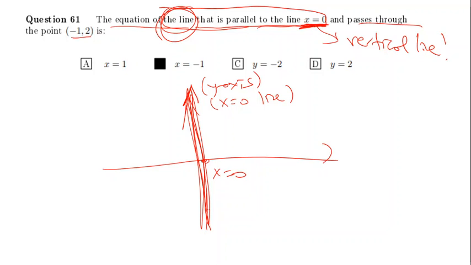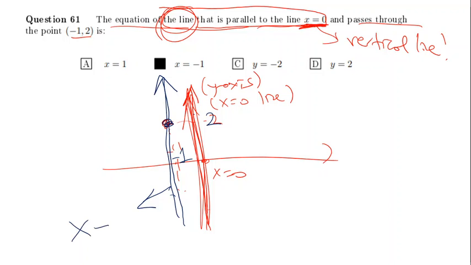It passes through (-1, 2). Where is (-1, 2)? Minus 1 and 2 is here, right? So there is a line parallel to that line, so it means we have this line. It's passing through (-1, 2). So what is the equation of this line? It will obviously be x equal to something, and this something will be -1.